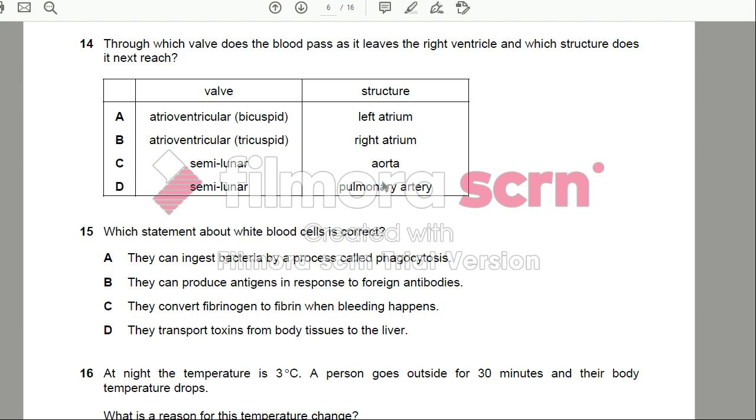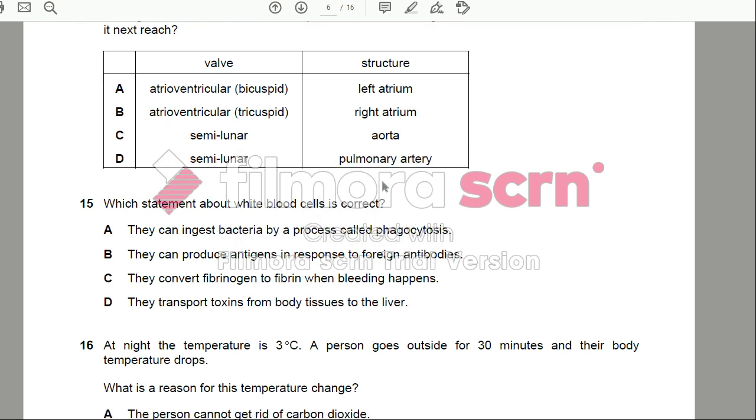Valve will be semilunar and structure is pulmonary artery, because atrioventricular, A and B, were incorrect, and when we find the correct answer between C and D, semilunar and aorta are incorrect, because right now we are talking about the right side of the heart, the right ventricle that contains deoxygenated blood. On that side, semilunar and pulmonary artery are the best relation. So option D is the correct answer.